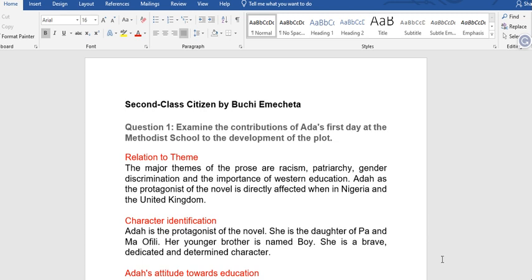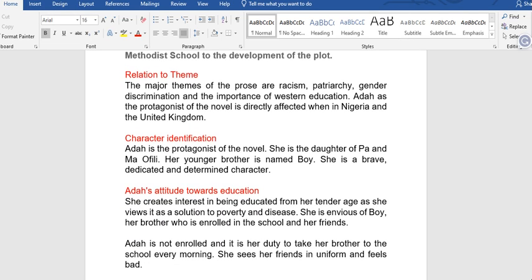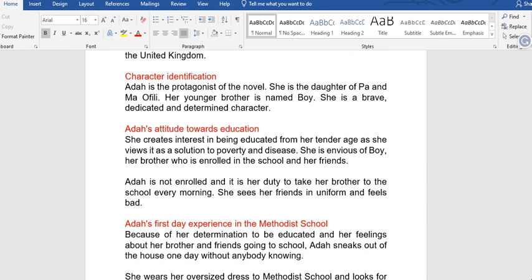Now, the second one is character identification. Any time a character is mentioned in a question, you need to identify the character. You tell us who that character is, as we have it here. Ada is mentioned in the question. Ada is the protagonist of the novel. She is the daughter of Pa and Ma Ophili. Her younger brother is named Boy. She is a brave, dedicated, and determined character. That is just the identification of the character.